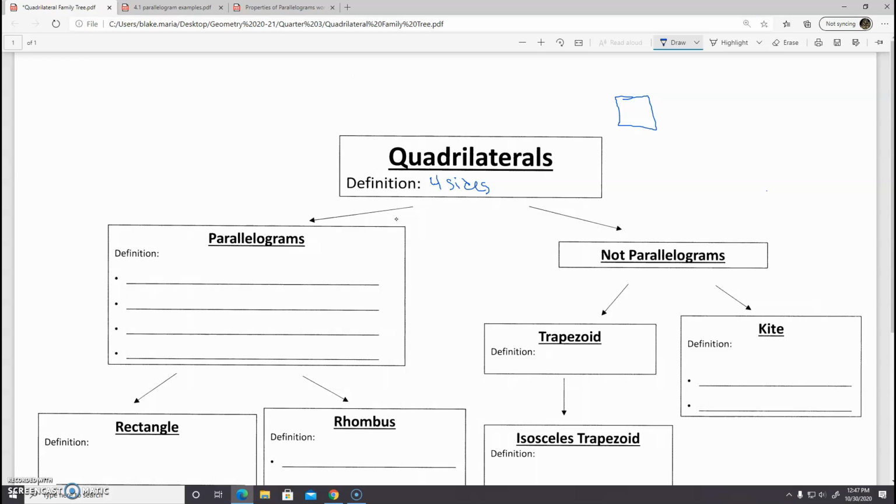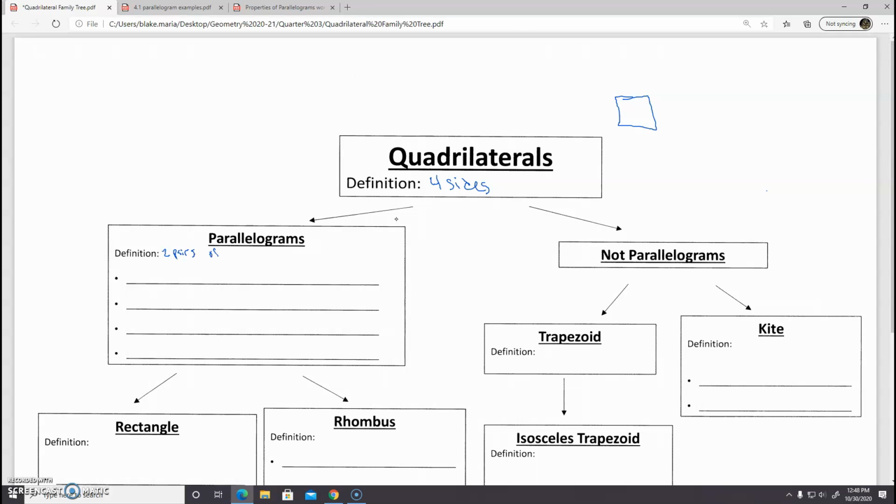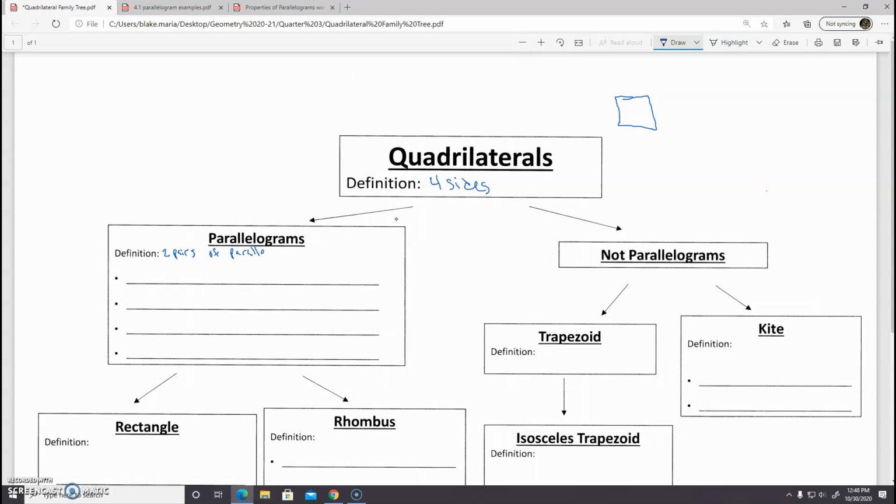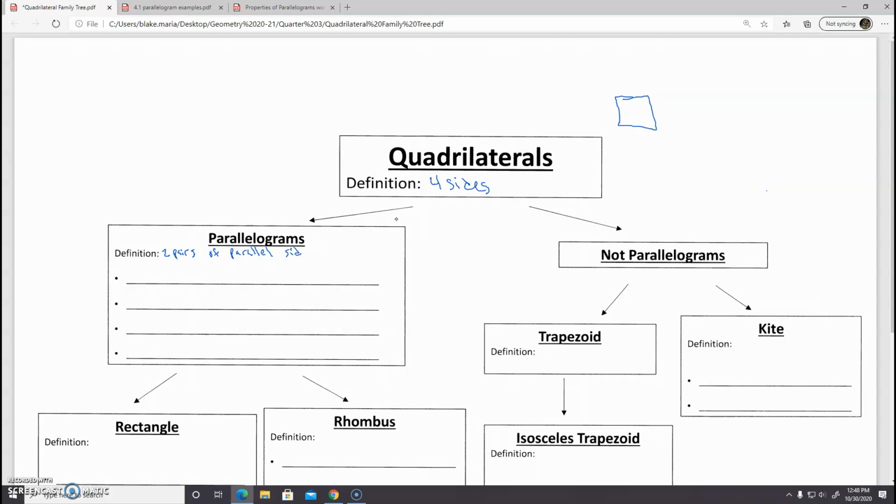All right. Today we're going to learn about parallelograms. The reason it's called a parallelogram is because it has 2 pairs. We're going to write this by definition: 2 pairs of parallel sides. Sorry about my handwriting. It's a little hard to write on this.